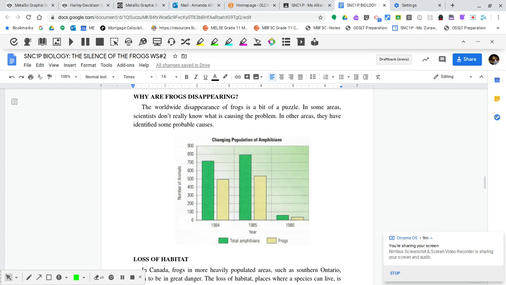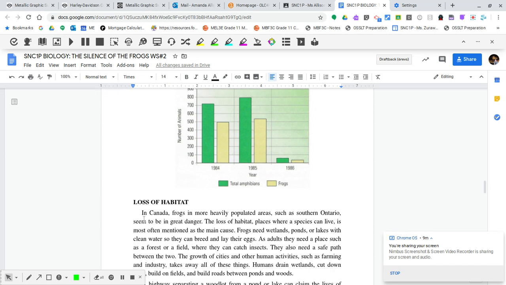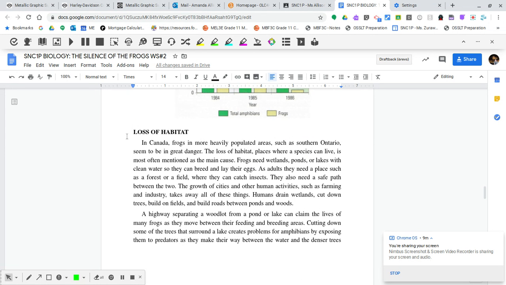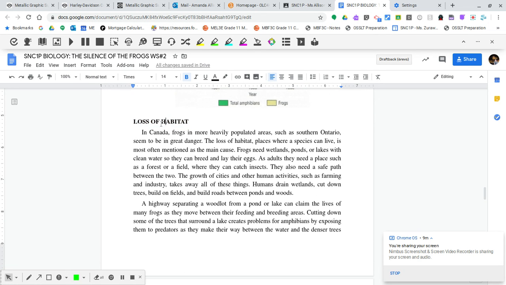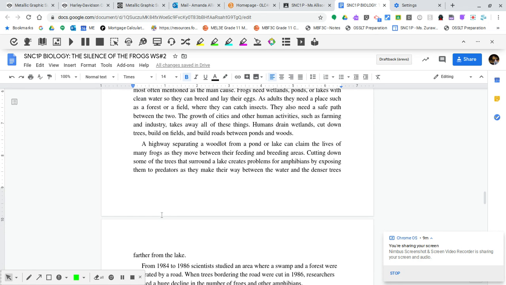So then what's happening here? The article gives you a few different examples. So it talks about the fact that there's a loss of habitat, and actually this is another term that you need to know. So habitat is just where a species lives. So if we start to destroy habitat, then what's going to happen? They're not going to have as much of an area to live, so their population is going to decrease.